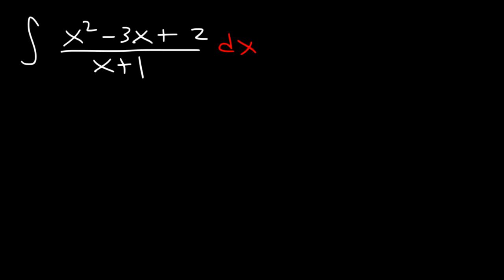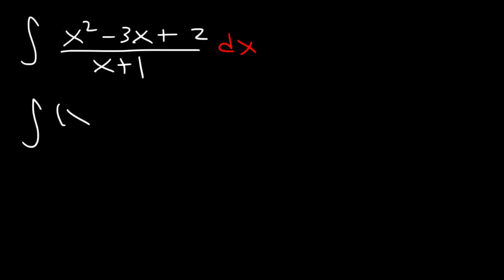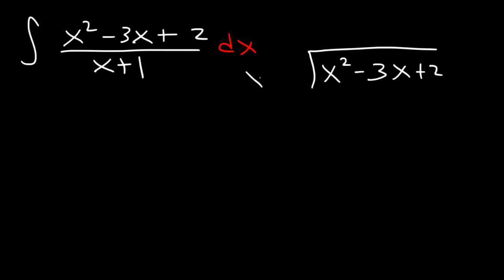Well, we could factor x squared minus 3x plus 2. Two numbers that multiply to 2 but add to negative 3 are negative 1 and negative 2. But notice that we can't cancel anything. So doing this really won't help us. So in this example, we need to use long division. So let's divide x squared minus 3x plus 2 by x plus 1.